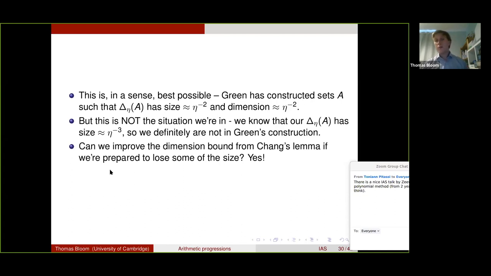But this is not the situation we're in, right? We definitely know that our spectrum has size eta to the minus 3, not eta to the minus 2. So whatever's going on, we're definitely not in this sort of unfortunate situation that Ben Green constructed. So given this, one can ask the question of, can we improve the dimension bound from Chang's lemma, given that we have so many characters to begin with, given that we have such a big size, eta to the minus 3 to begin with.